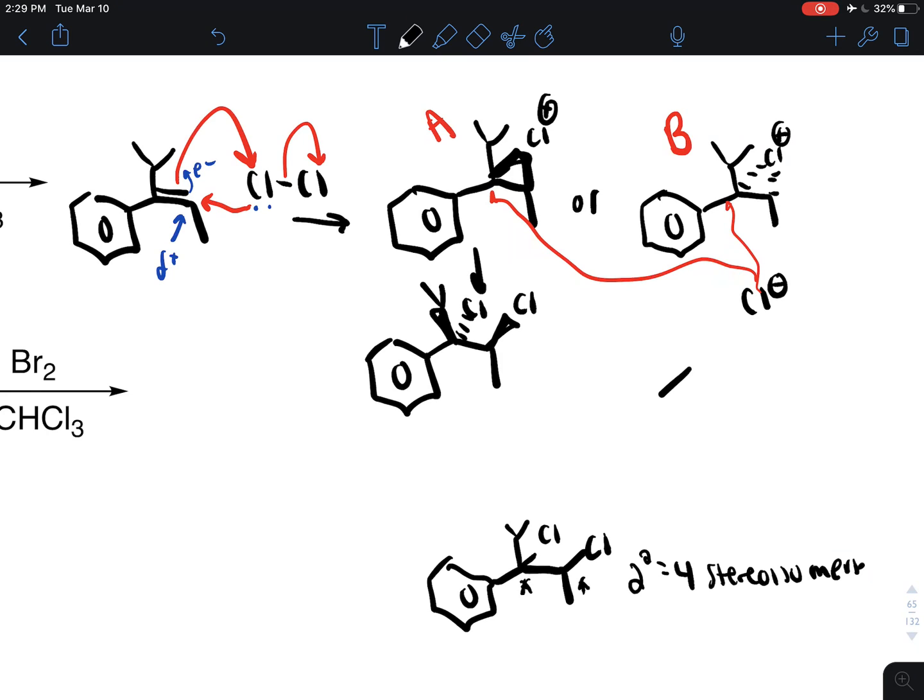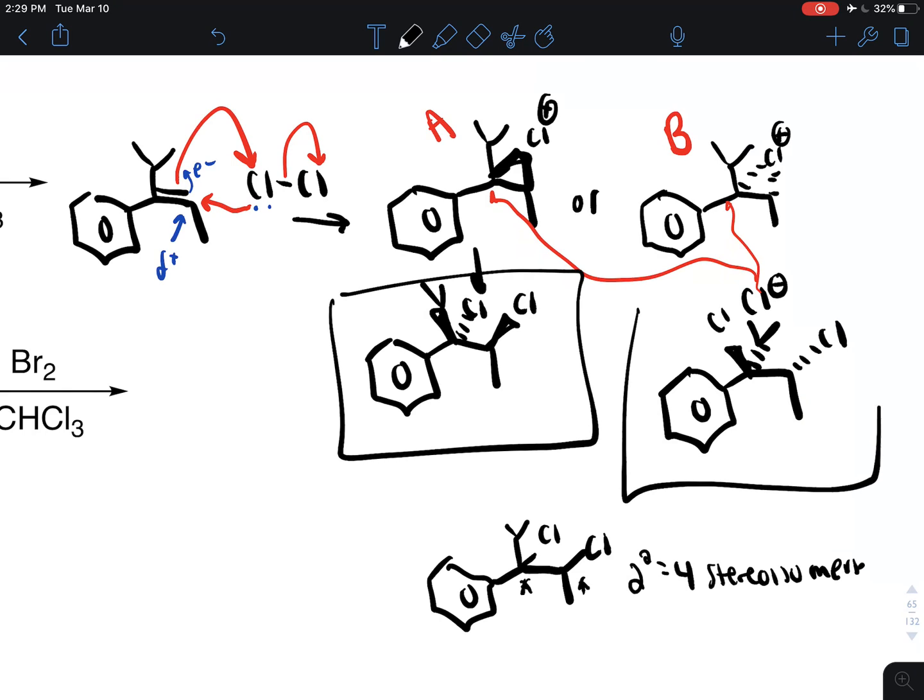And then over here for structure B, you are going to have a wedge configuration chlorine, a dash configuration isopropyl, and then a dash configuration chlorine. So these are your 2 major stereoisomers. This could be confusing. Those are your 2 major stereoisomers, not 4 total stereoisomers. Okay? So that's pretty much how this mechanism works and all the different arguments that we have to consider.